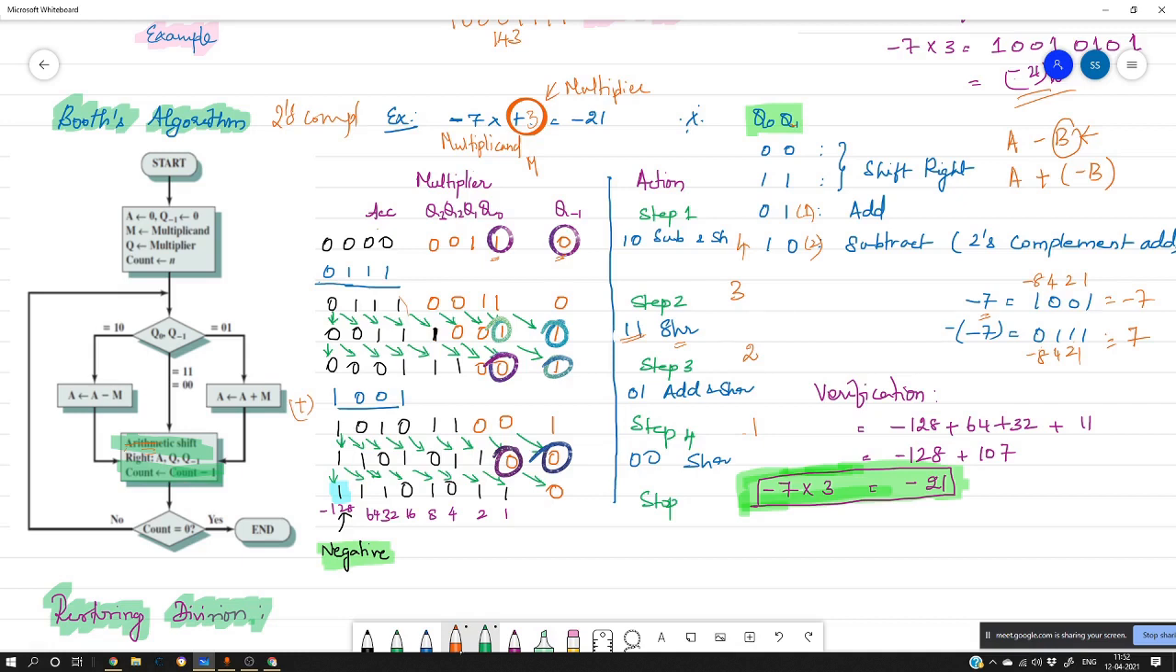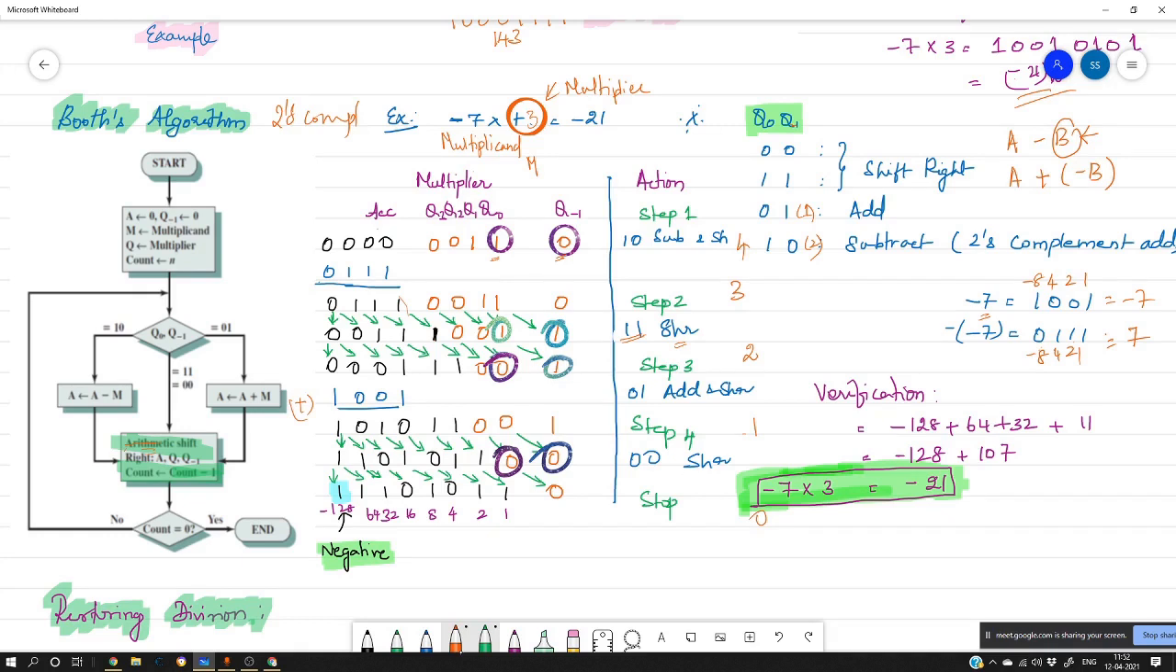So you apply the operation again, comparing the values in Q naught and Q minus 1. Q naught and Q minus 1 has got 0, 0. If the bits are similar, just shift it. So we shift the 0 here and shift all the other bits by 1 position right, and preserve this bit 1. Now you decrement the value of count, which will now become 0, so you stop. You are not going to do anything further here.